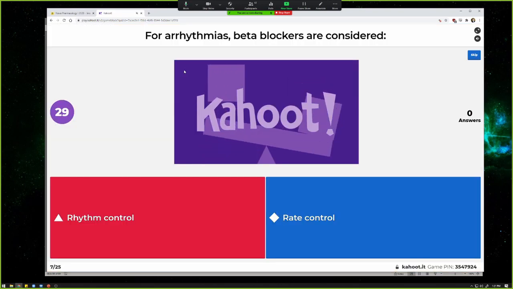For arrhythmias, beta blockers are considered rhythm or rate control. Kind of covered this a little bit, but let's see if you know it.